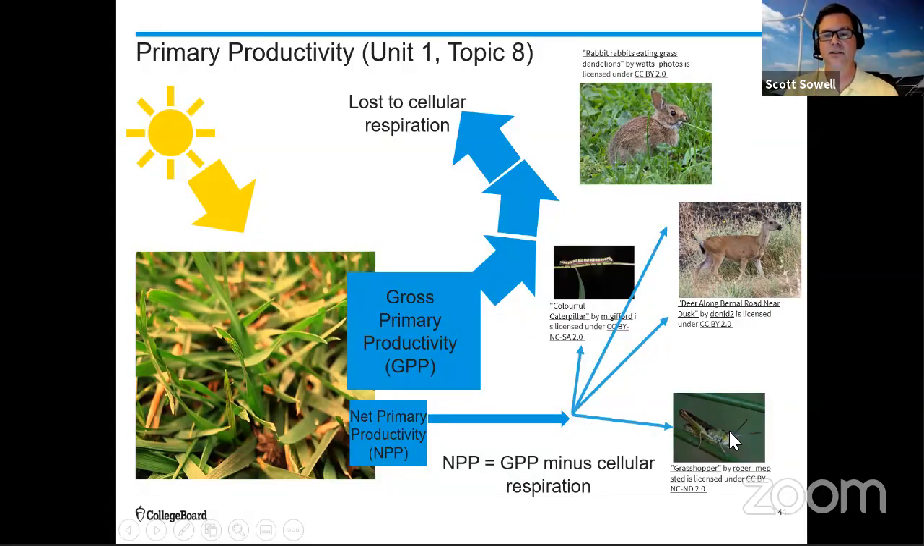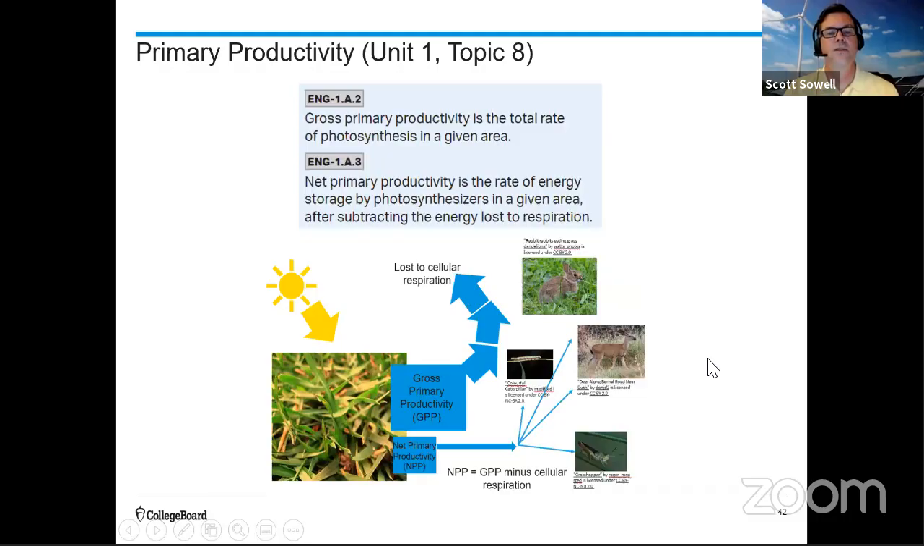We, in terms of ecology, are much more interested in NPP because that's what drives the rest of the food web. So again, gross primary productivity is the total rate, and net primary productivity is the rate of energy storage by photosynthesizers in a given area after you subtract the energy lost to respiration. Okay, NPP is the energy that can feed into the rest of the food web.